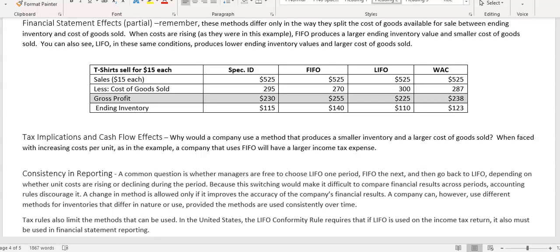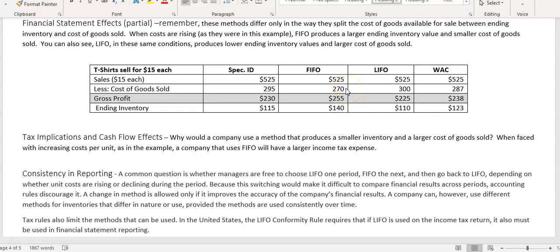Let's talk about the financial statement effects of using one of the various inventory costing methods. Remember that each of these methods differ only in the way that they split the cost of goods available for sale between ending inventory, which is unsold items, and the cost of goods sold, which is the cost of sold items. Now, when inventory prices are rising in inflationary times, as was in our example, FIFO produces a larger ending inventory and a lower cost of goods sold.